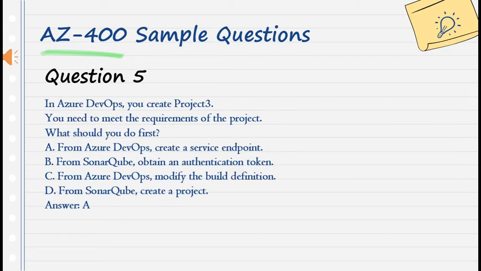Question 5. In Azure DevOps, you create Project 3. You need to meet the requirements of the project. What should you do first? A. From Azure DevOps, create a service endpoint. B. From SonarQube, obtain an authentication token. C. From Azure DevOps, modify the build definition. D. From SonarQube, create a project. Answer: A.